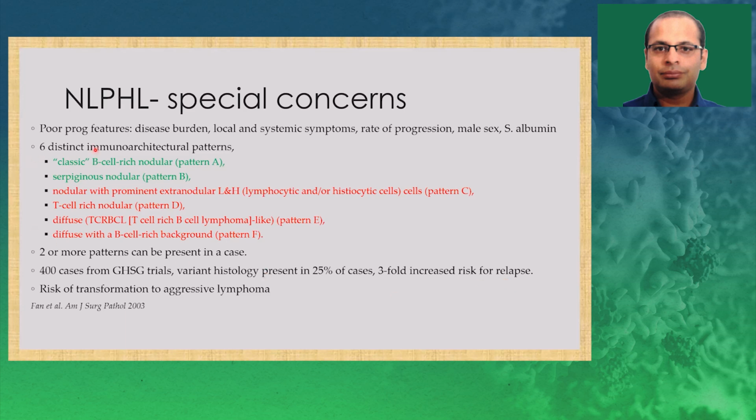Fan et al. described six immunoarchitectural patterns. Of these, A and B are associated with better prognosis than the last four. The last four are called variant histology. These are present in around 25% of the cases and lead to almost a threefold risk of relapse. With patterns A and B, it's around 7%, and it reaches around 19-20% with variant histology.